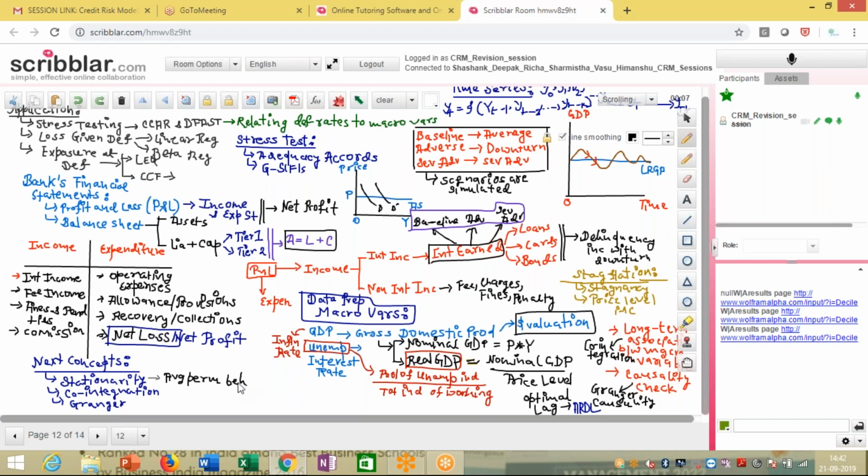Now, once I have selected the list of stationary macroeconomic variables, or once I have considered all the macro variables and converted them into stationary series, the next question is: out of these variables, how many have a long run association? And that is where the concept of co-integration tests comes in. So what I need to know is the long run behavior.